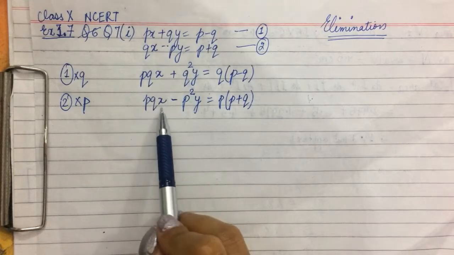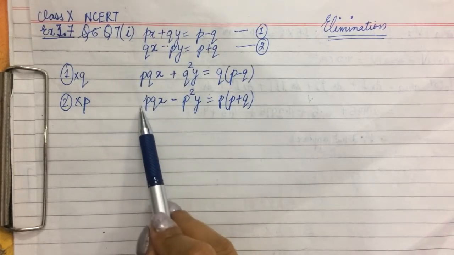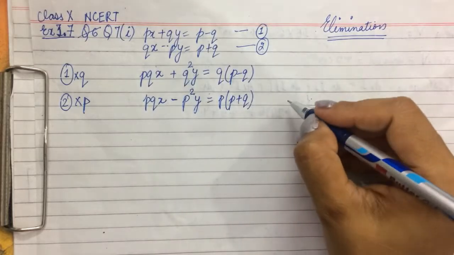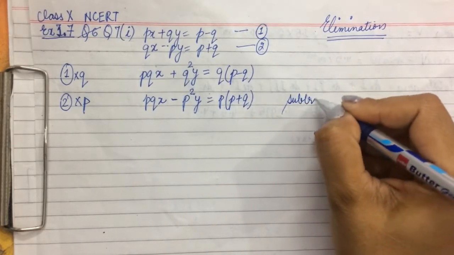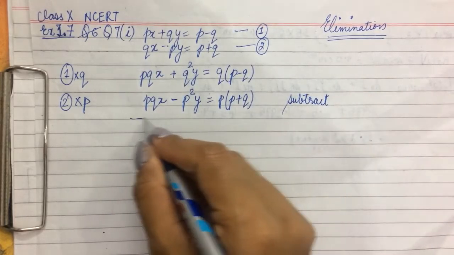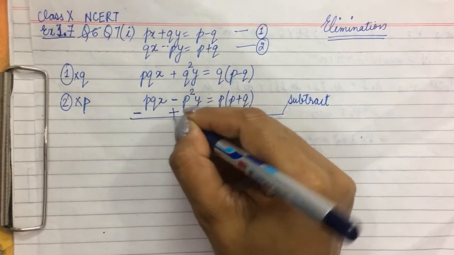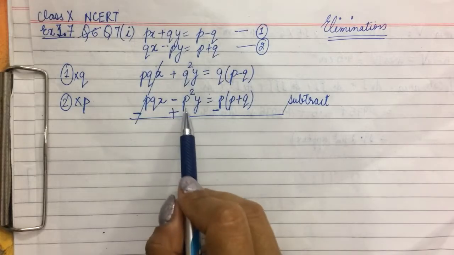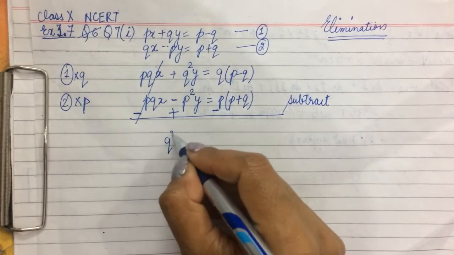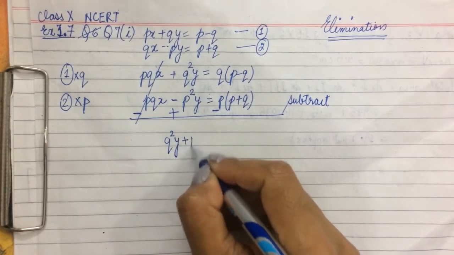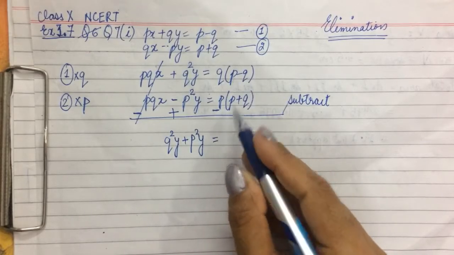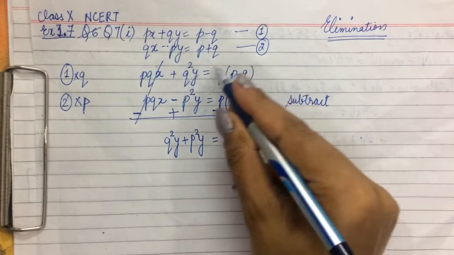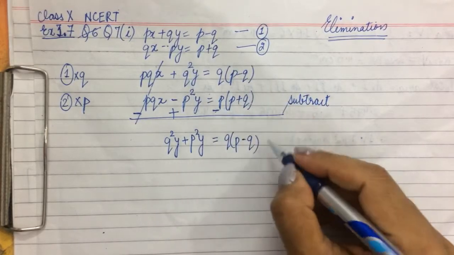Now I can see the coefficients of x are equal, and since I want to cancel out these two, I am going to subtract the 2 new equations obtained. Let's subtract, it will change the signs, so the term with x is cancelled. Let's simplify. This gives you q square y plus p square y. On the right hand side I've got q into p minus q, this term minus this term.